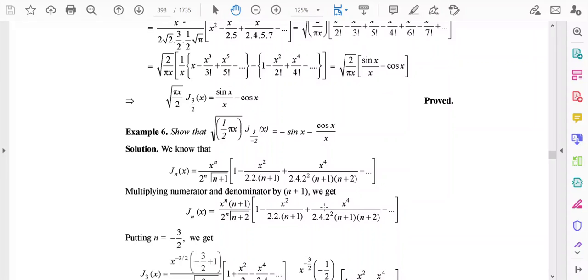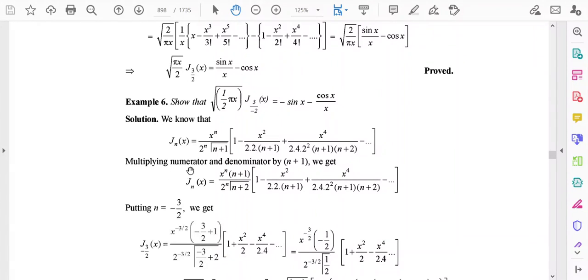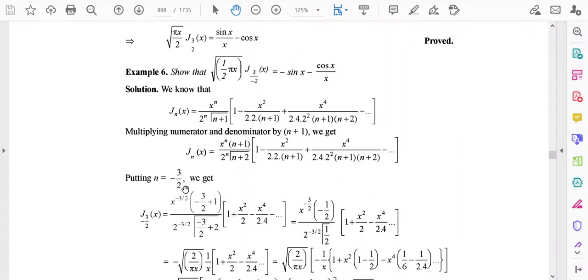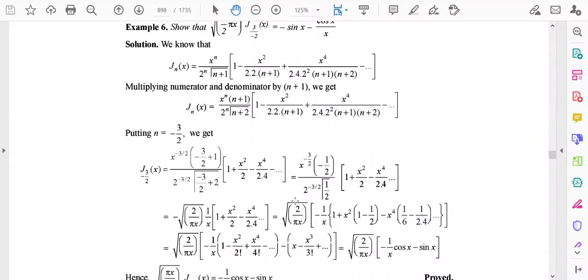So we have to proceed in the similar manner. Just what we have to do, we have to do one extra task, that is we are multiplying numerator and denominator by n plus 1. Here for simplification purpose we have done that. Next what we will do, we will put the value of n equal to minus 3 by 2 in this series. So we are obtaining like this. So this is the series in the third bracket. So we have taken 1 by x common here.